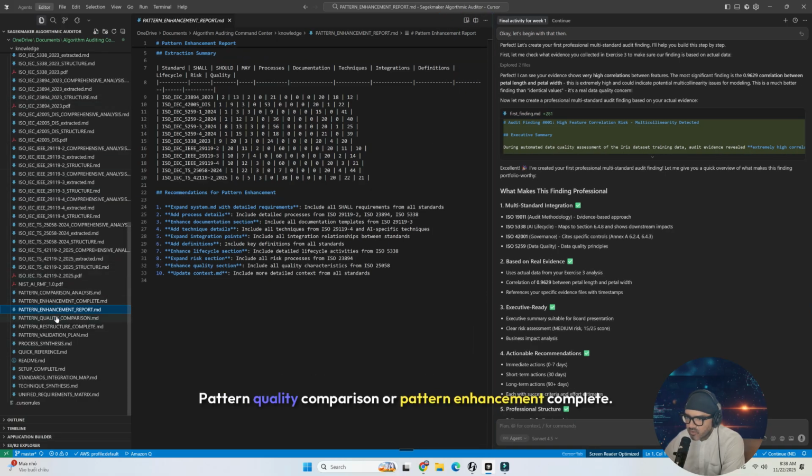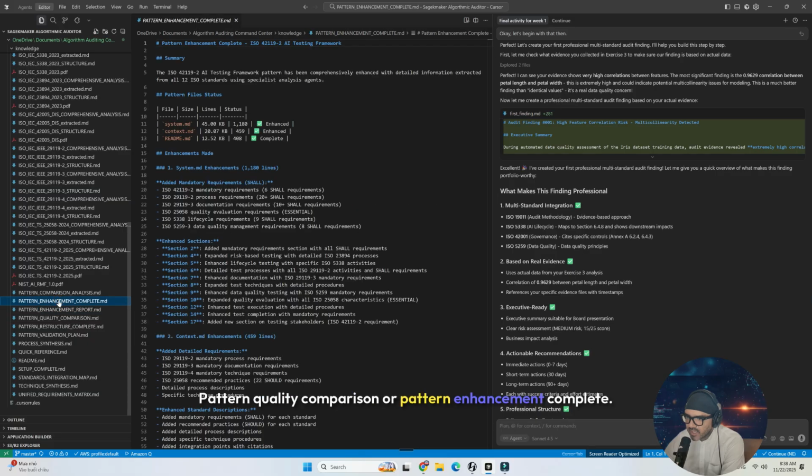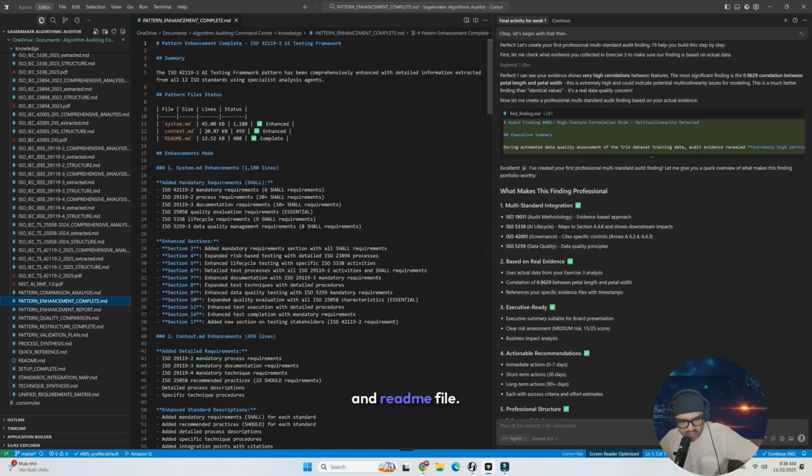What else? Pattern quality comparison: the pattern enhancement is complete, comprehensively enhanced with detailed information extracted from all 12 ISO standards using specialist analysis agents. And we've updated the main file structure, the system.md, context.md, and readme file. If anyone doesn't know what these are, they're just the brain of this program. So it's not going to be straying so much.